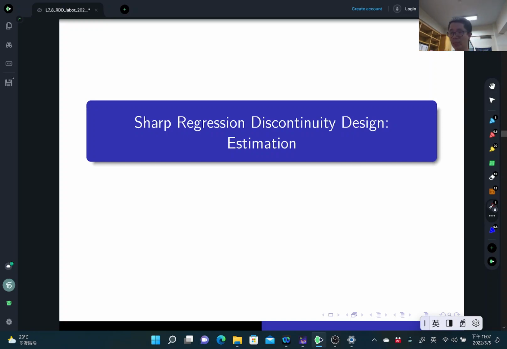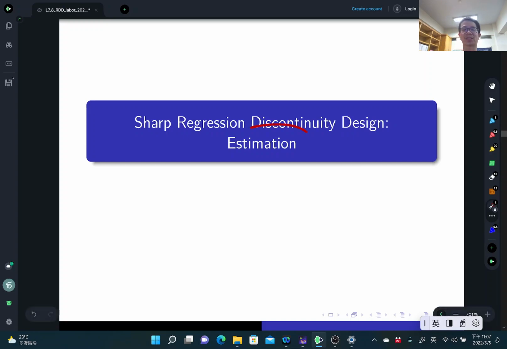So far, we know we can use the outcome around the cutoff, compare the outcome for the people just above the cutoff and the outcome for the people just below the cutoff, and compare the difference in these two groups' outcomes. That can give us the causal effect for the people around the cutoff.